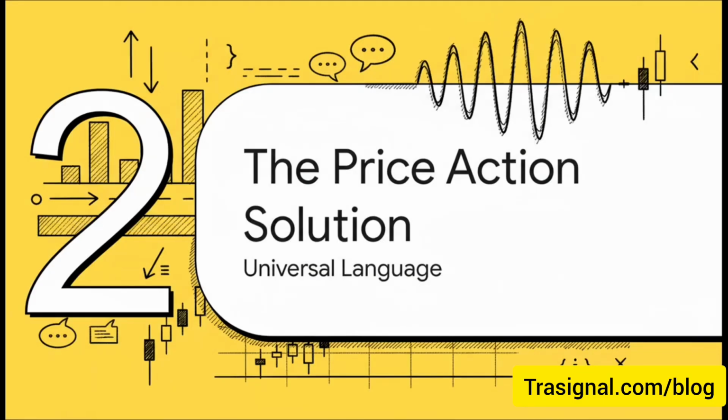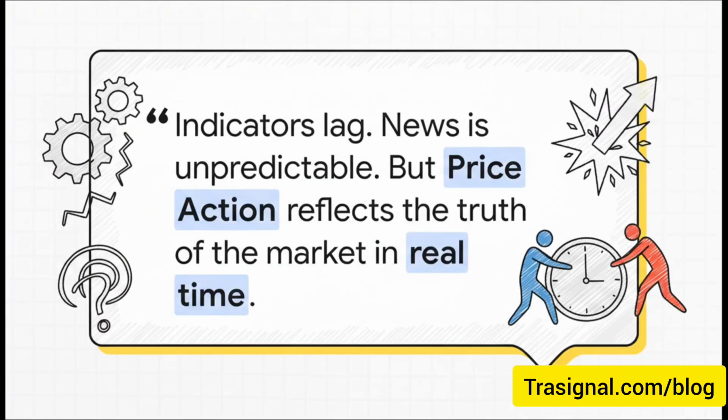So what's the alternative to all that chaos? Well, it's something elegant, powerful, and it's been around forever. Price action. It's all about learning to read the market's universal language directly from a nice, clean chart. Now, this quote really gets to the heart of it. Think about it. Indicators are just math formulas based on past prices, so by definition, they're always a step behind. Price action, on the other hand, is the real-time record of the battle between buyers and sellers. It is the truth of the market.